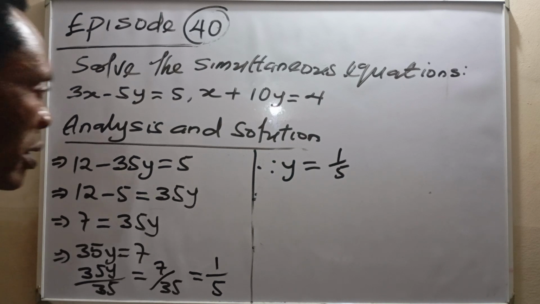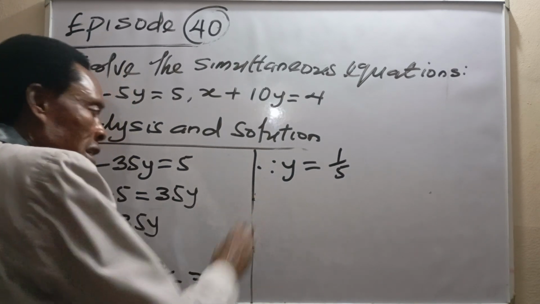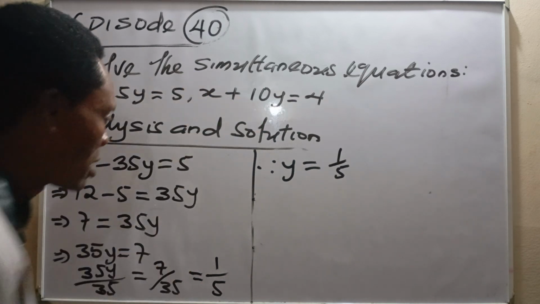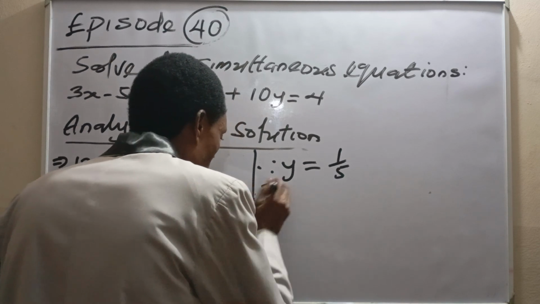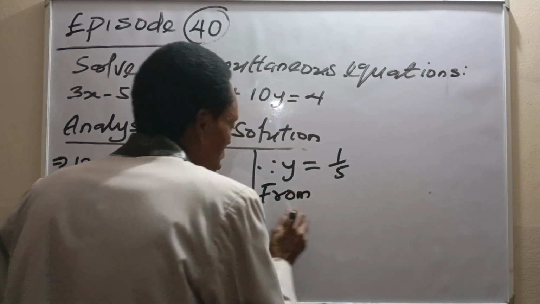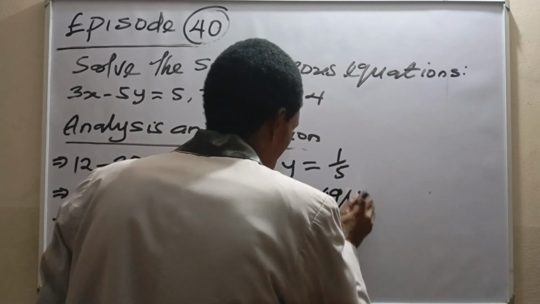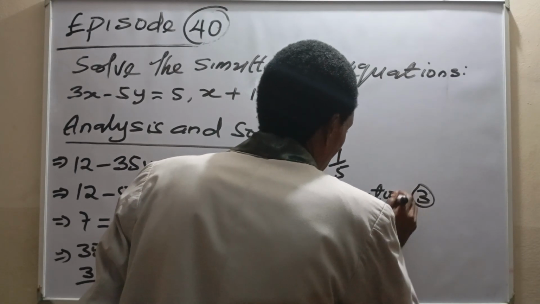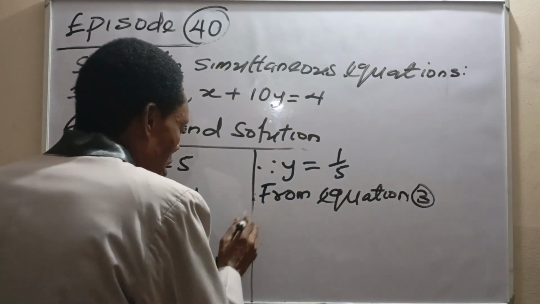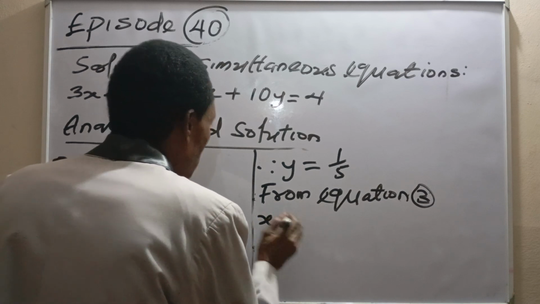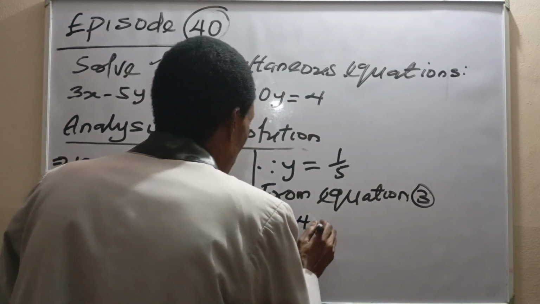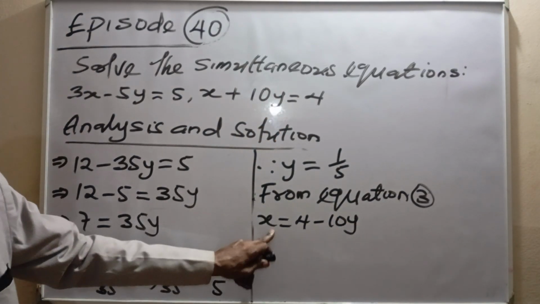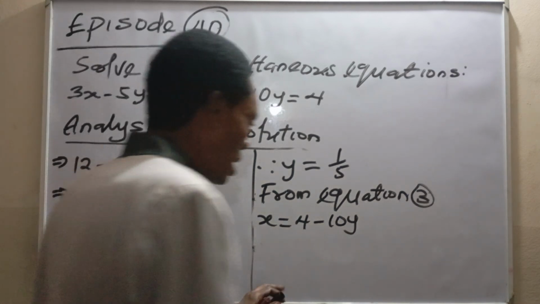Where do we get our x? It's either from equation 1, equation 2 or equation 3, but I will use equation 3. Our equation 3 is s equals 4 minus 10y.